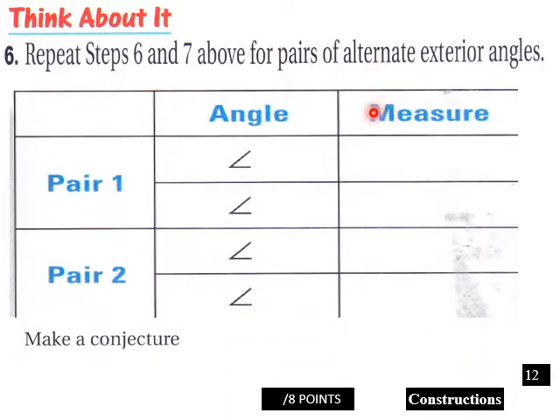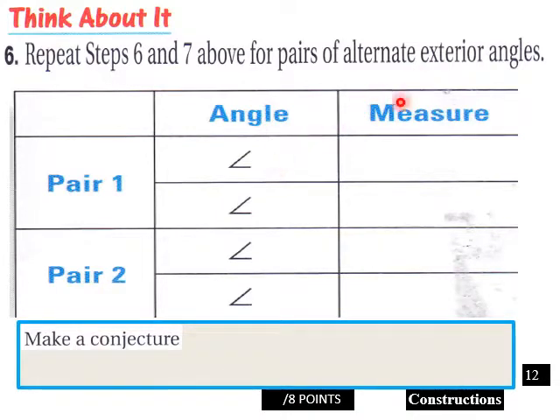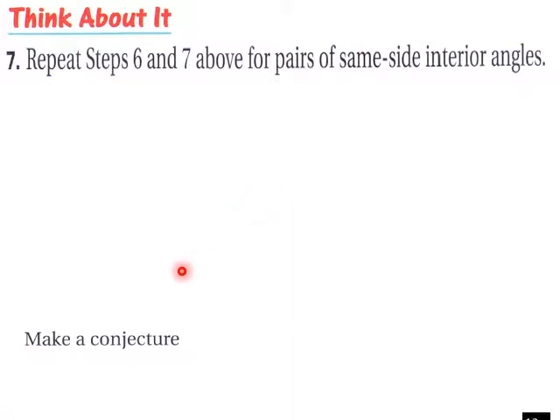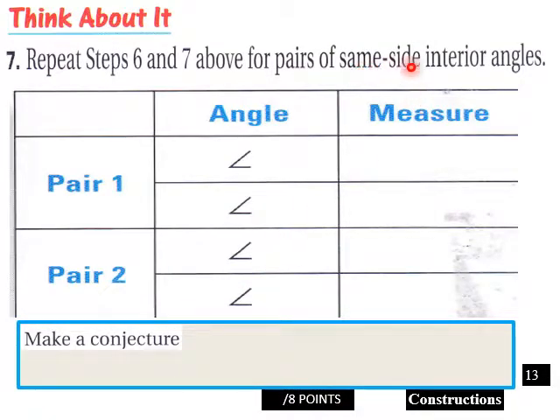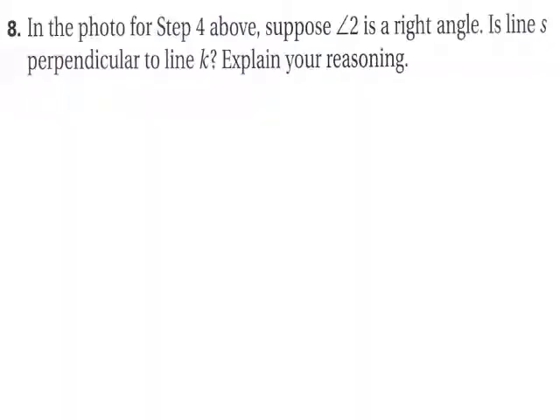And then alternate exteriors, do the same thing now for alternate exteriors, and make a conjecture about them. Once you list your angle numbers and then your measures, you should be able to make a conjecture about alternate exterior angles. And then do the same thing now for same side interior angles. List your same side interiors and then see the relationship that they have with each other, how they are similar or dissimilar from each other, and then make a conjecture about them.